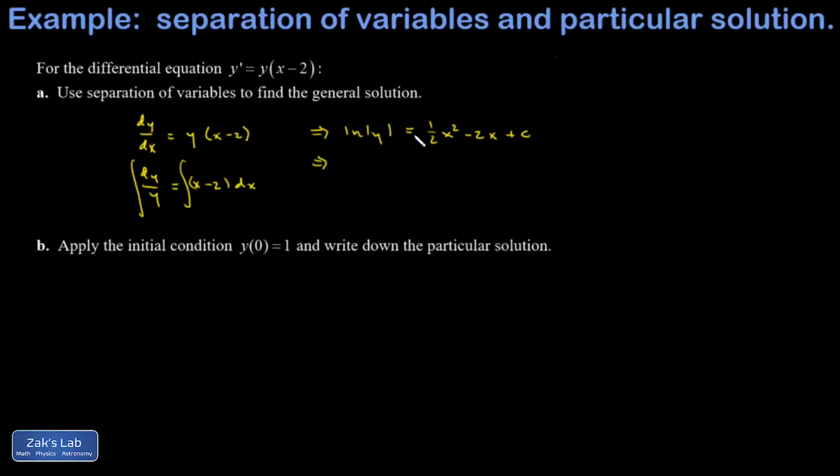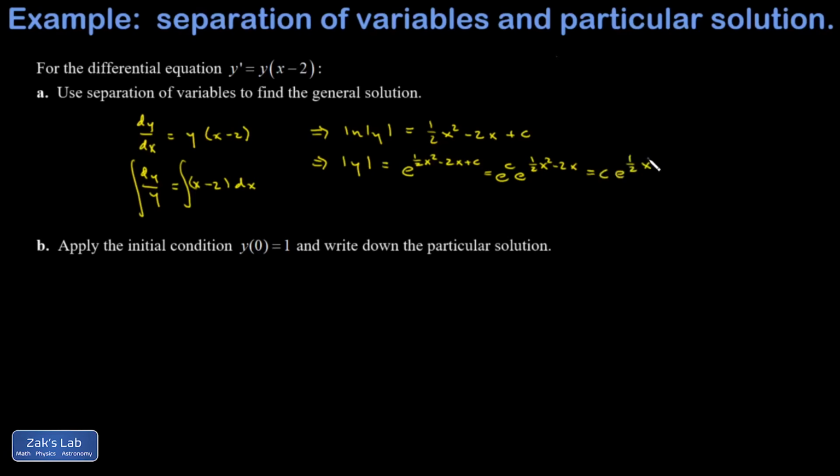Then I go about solving for y. So I'm going to raise to the e on the right-hand side and have absolute value of y equals e to the 1/2 x squared minus 2x plus c. I could write that as e to the c, e to the 1/2 x squared minus 2x. And they go, okay, well, if c is an arbitrary constant, then e to the c must be some other arbitrary constant.